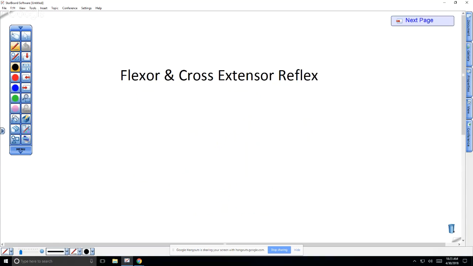Okay, so the next one is a combination. It is called the flexor and then the cross extensor, and usually these go together. So flexor is when the muscle contracts in response to pain. So it just has a different stimulus, right? So the stimulus would be the nociceptors. It's not that the muscle is being stretched that causes it to contract. It's that you have a sensation of pain. And so the receptors would be nociceptors.